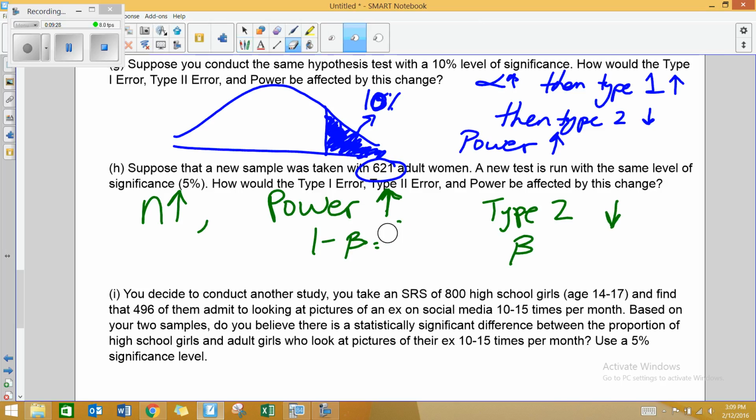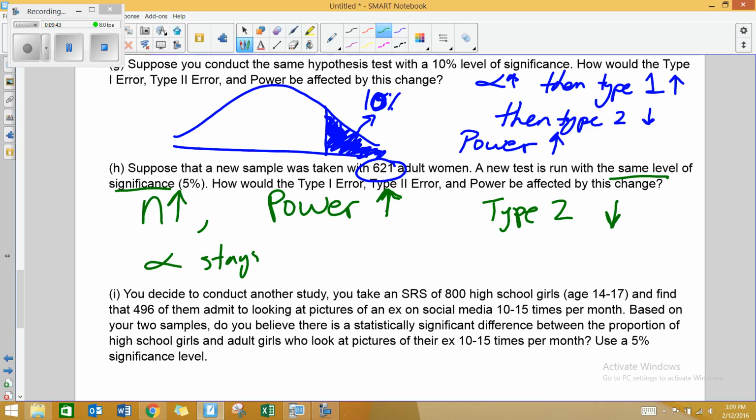And lastly, type 1. If we read the rest of this problem, we'd see that alpha stayed the same. So I had the same level of significance. Again, alpha is type 1, so if alpha stays the same, type 1 stays the same.